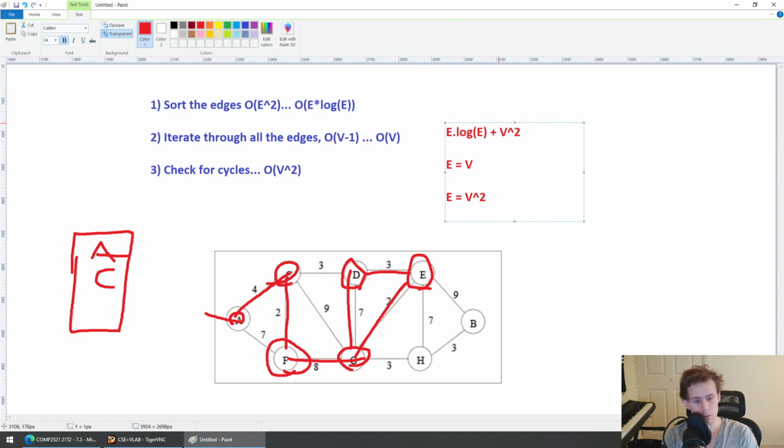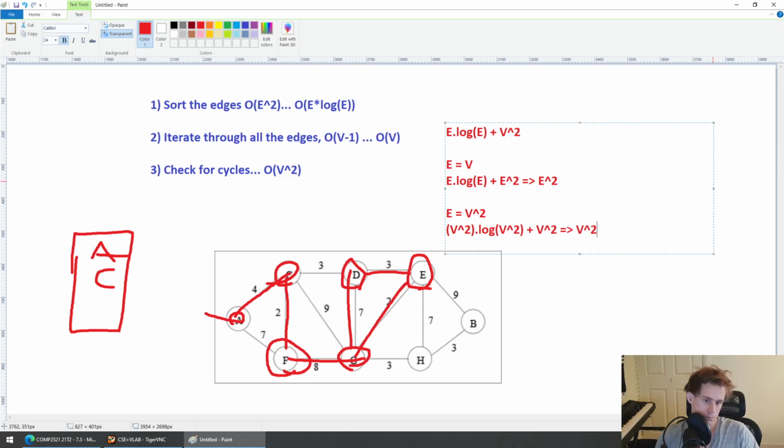In the first case, the actual complexity you're left with could be equivalent to E log E plus E squared, in which case the algorithm is actually approaching E squared in terms of its complexity. In this case, you're dealing with V squared log V squared plus V squared, which actually just approaches V squared. Well, sorry, V squared log V squared, which is actually the same as E log E. That's the extent of my understanding on it, and if I have missed a small detail there, I am sorry about that.